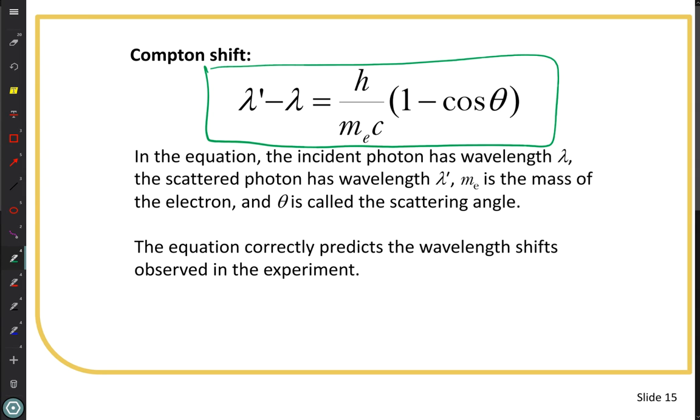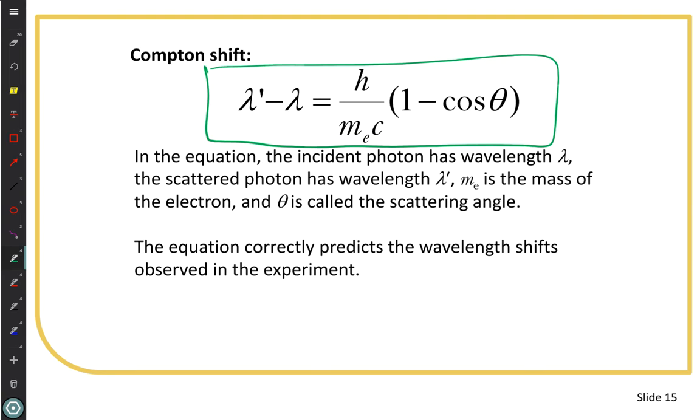The shift in wavelength, that is the final wavelength, which is a longer wavelength, a lower energy, minus the initial wavelength, is equal to h over m_e c. We have a name for that. It's the Compton wavelength. m_e is the mass of the electron, c is the speed of light, h is Planck's constant, times 1 minus cosine of the angle that the photon is scattered.